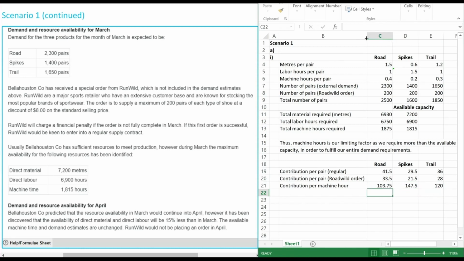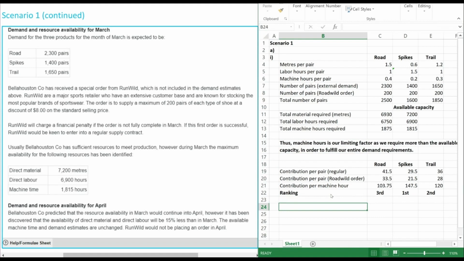We can see that the ranking is, the highest is for spikes, so that's first, then it's trails, so second, and then it's the road shoes, which are third. We'll put this in bold because this ranking is an important part of our answer. We'll also mention the limiting factor part in bold as well, because that's important, so the marker can immediately see these things.